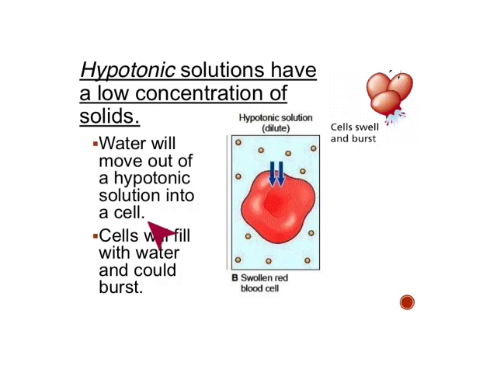It's a low concentration. In this case, water will move out of a hypotonic solution and into the cell. If you have a cell in a hypotonic solution, water will move into the cell, the cell will fill with water, and it could burst. So something like these red blood cells is filling up with water, and eventually it could burst in a hypotonic solution. Think of it as having a lot of water, and that's why the water goes into the cell.